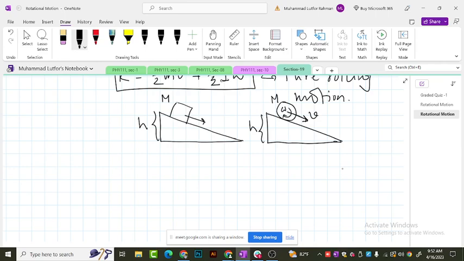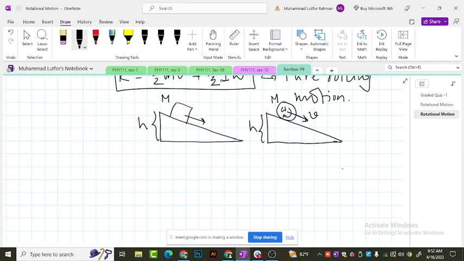First one, the block. Is there any other opinion? Yes sir. Is there any other opinion over here? Sir, it will be the block. I can hear you. It will be the block, guys. Block will come down first.